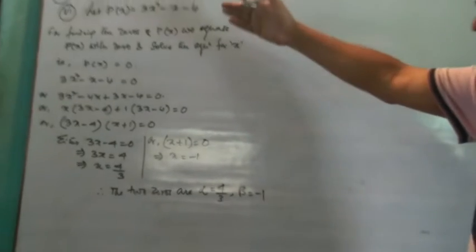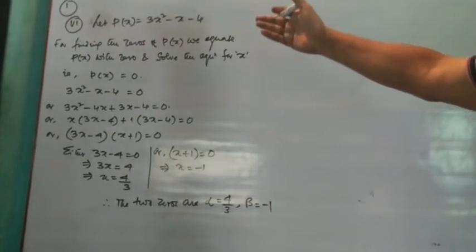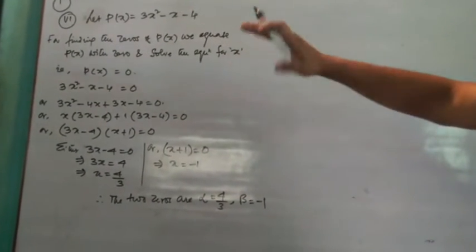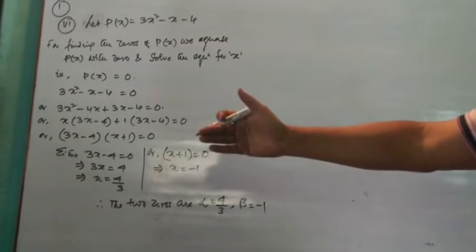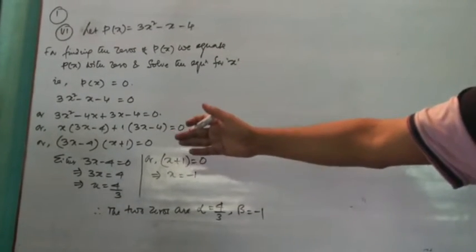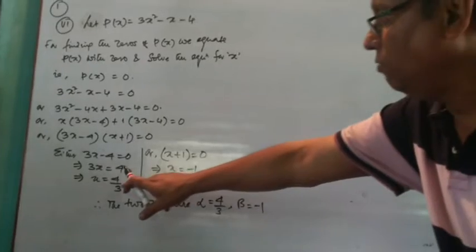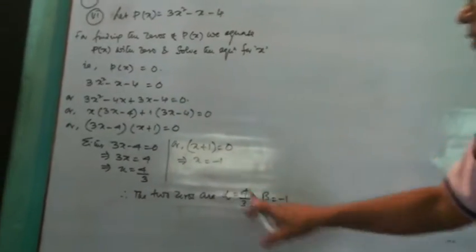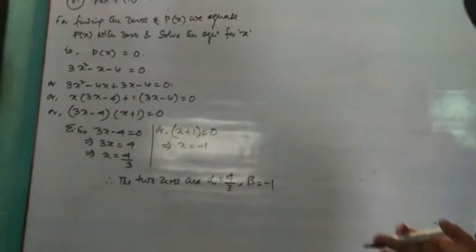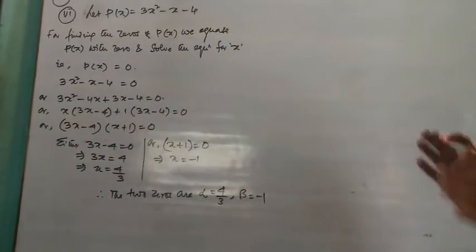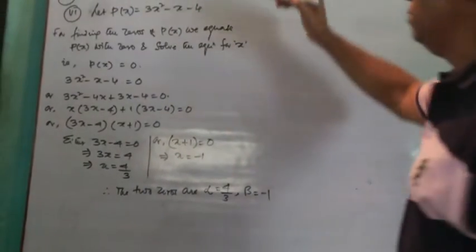How? It is a quadratic polynomial. We equated that polynomial with 0. It converts into a quadratic equation. We have done the middle term factorization. We have calculated the value of x as 4/3 and −1. So whatever values of x we are getting, those are the zeros of the given polynomial.